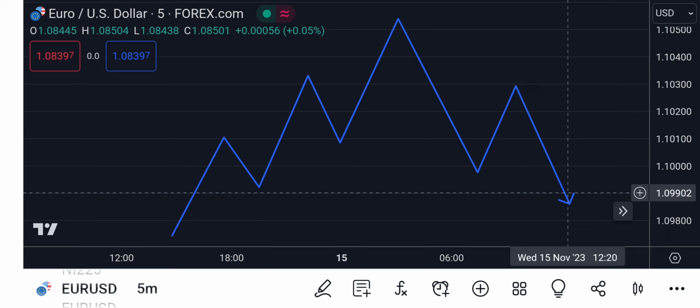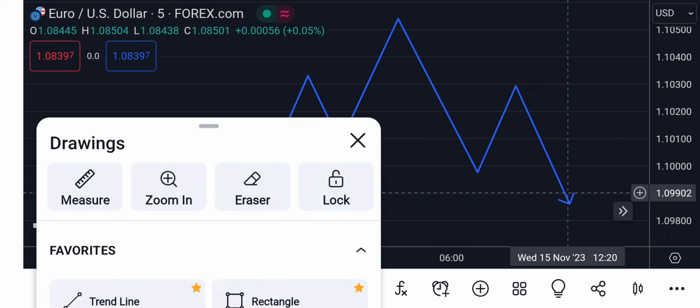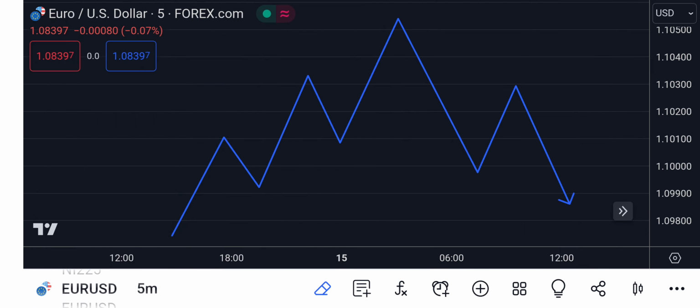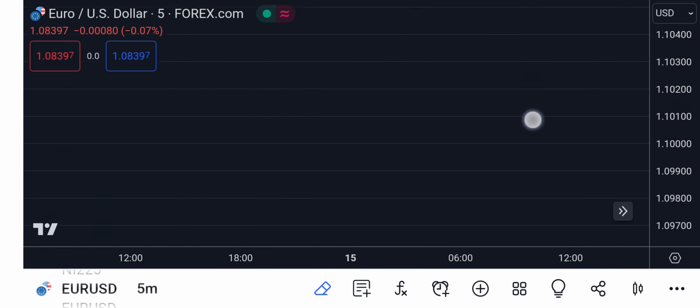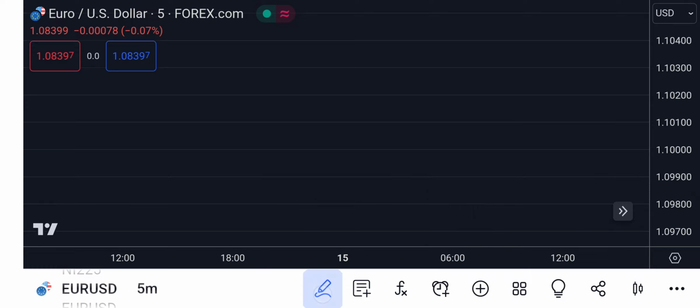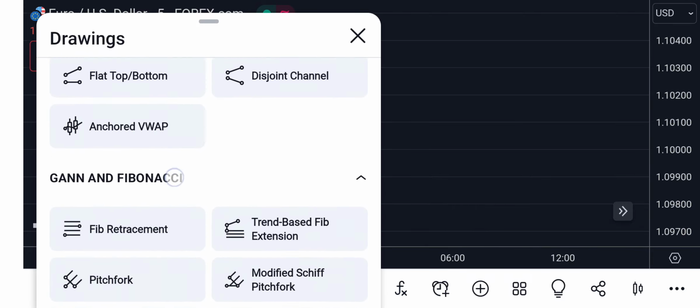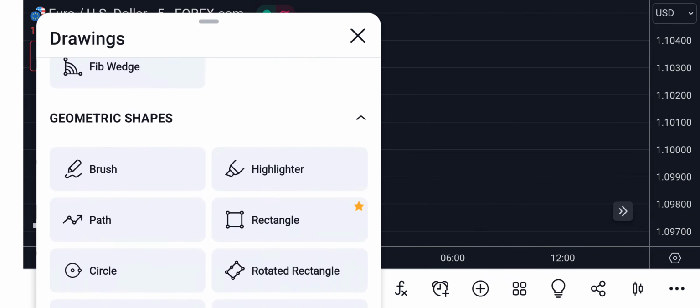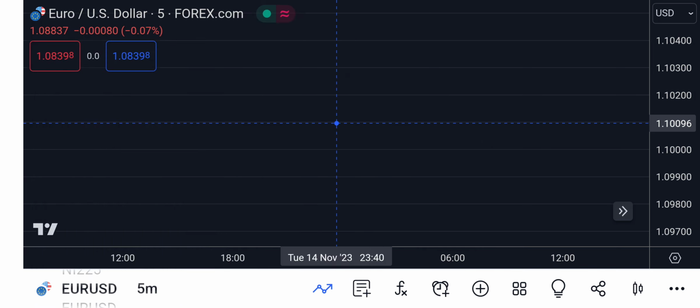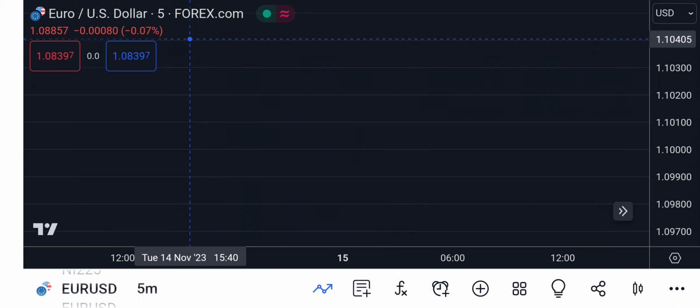So this is a bullish reversal pattern. So now I'm gonna do the bearish reversal pattern. So let me just delete that and then start. So that was a bullish reversal pattern. So now we're doing the bearish reversal pattern.